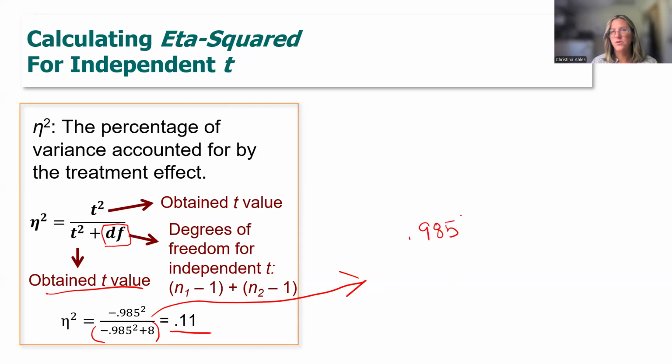0.985 squared divided by 0.985 squared plus 8, and that's in parentheses. So I would not even put the negatives there because that will throw it off. So then you should be getting 0.11. What this means basically is that 11% of the variance in the dependent variable, which is depression, can be accounted for by their treatment condition or the treatment.